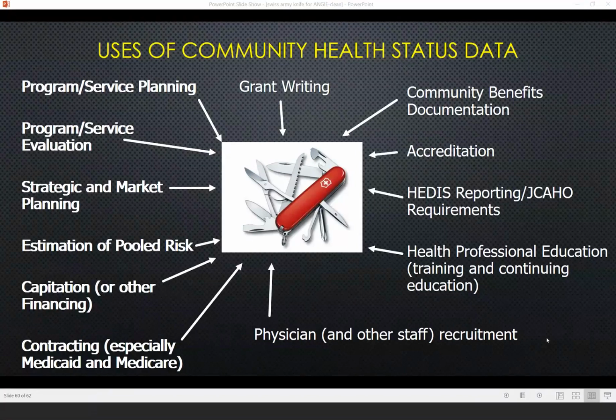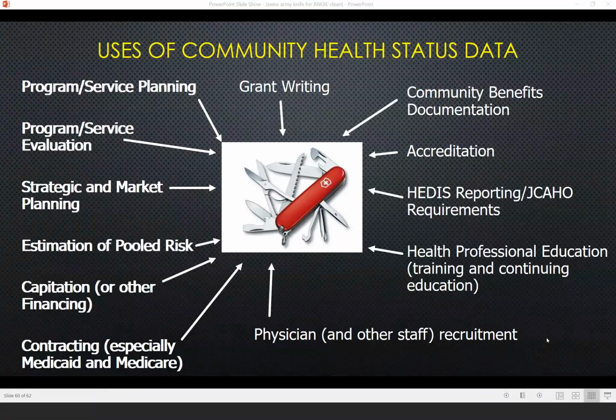Certainly, there are contract negotiation opportunities for setting reimbursement rates based on population health status that this data can drive. I'm thinking about capitation in particular. Things like estimating pooled risk. If you want to know how many Jim Burdines are out there that are about to have their next heart attack, that's really valuable information before you go into a contracting situation.